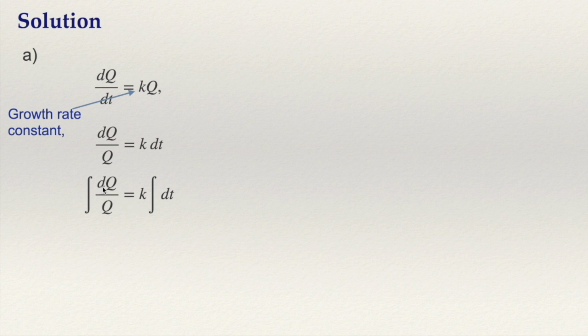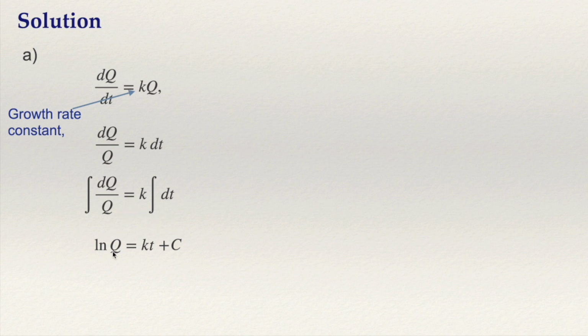And these are two simple integrals. The integral of dQ over Q is the natural logarithm of the absolute value of Q. But Q is always positive because you're going to have a positive amount, so we don't need to type the absolute value. So the integral of dQ over Q is the natural logarithm of Q. And the integral of dt is just t. So we can write that the natural logarithm of Q equals kt. And obviously we need to add a constant of integration, plus c. So this is the solution of the two integrals.